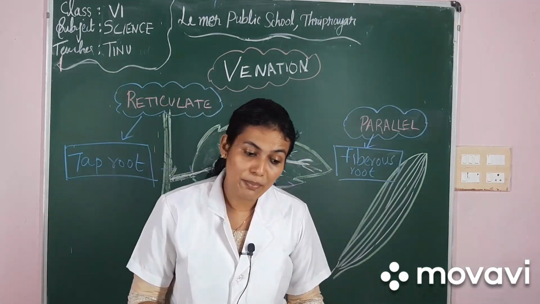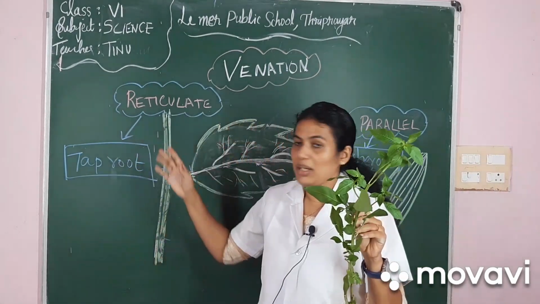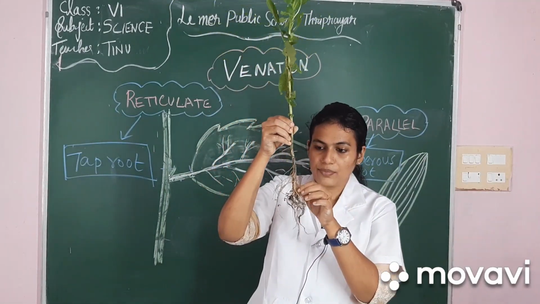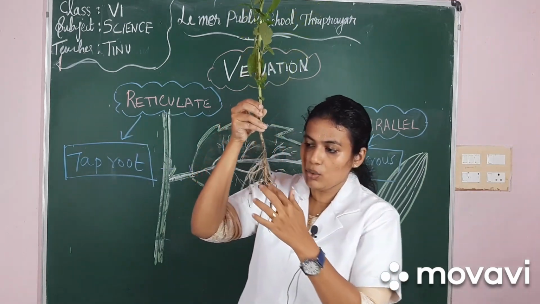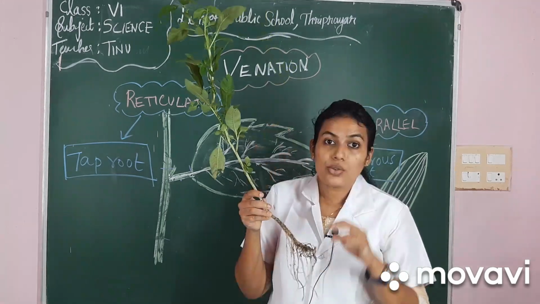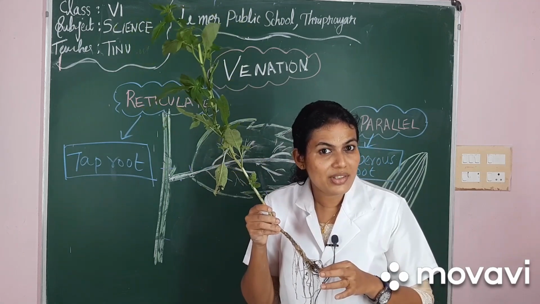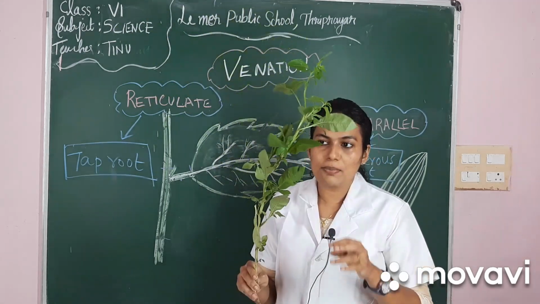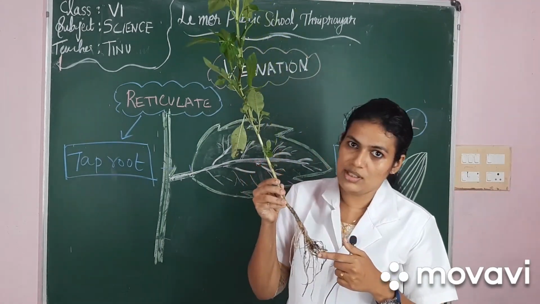So I have brought few plants to your class. This plant is having a reticulate venation, and when you observe the root system, you can see a primary root and few secondary roots. So primary roots and secondary roots are present in which type of root system? Yes, this is a taproot system. So this plant has reticulate venation, it has taproot system.